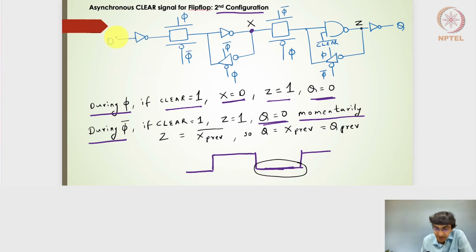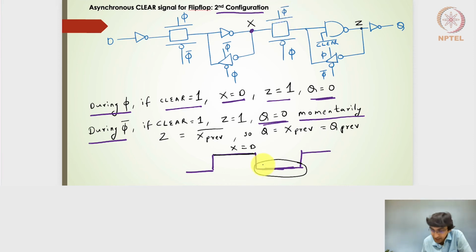So let's say I have an input from D, and this X will contain the D value based on the high level of the clock, right? Because this transmission gate will be on. So during the previous high level of the clock, I will have X equal to D here. And this updated D value is waiting here.